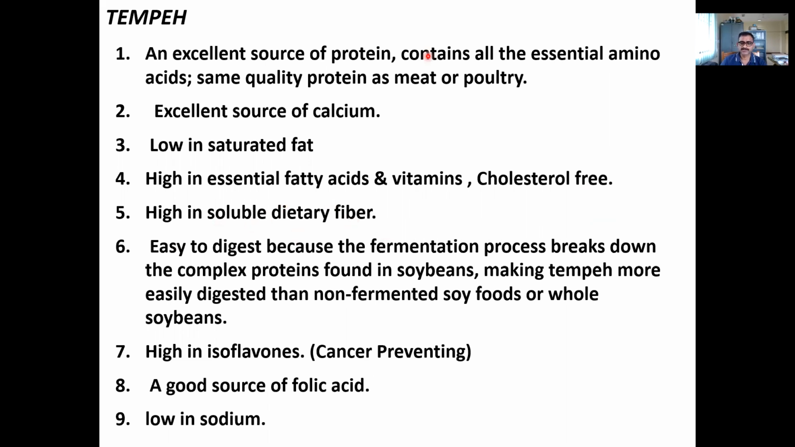It is easy to digest. After fermentation, the protein or fiber present in the soybean has become simpler in form. It is easy to digest because the fermentation process breaks down the complex protein found in soybeans, making tempeh more easily digested than the unfermented soybean. It is high in isoflavones, which are known to prevent cancer. It is a good source of folic acid, good for pregnant women. And it is low in sodium, so good for hypertension people also. Okay, this is about tempeh.